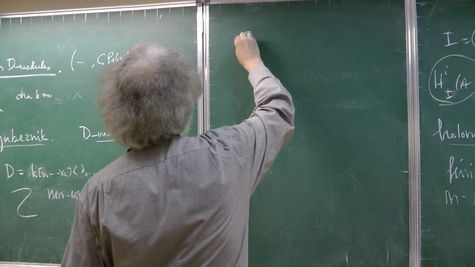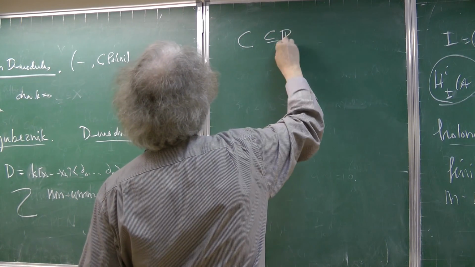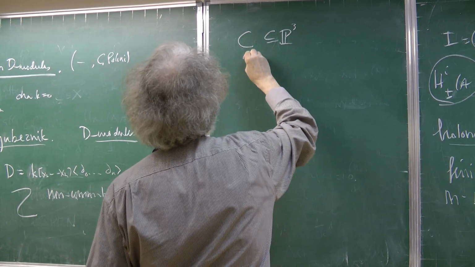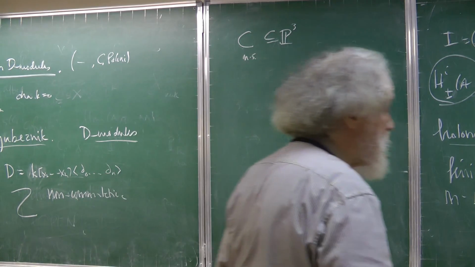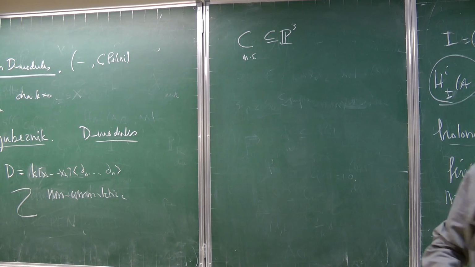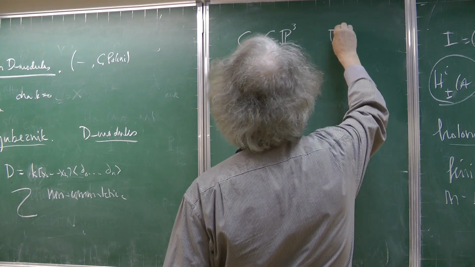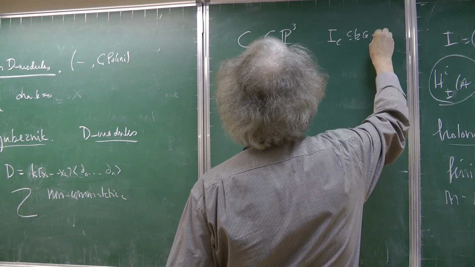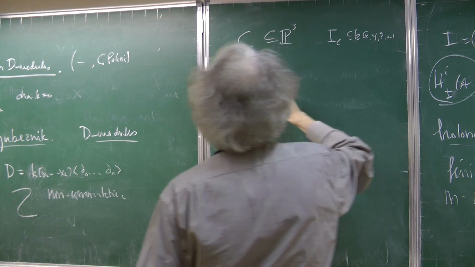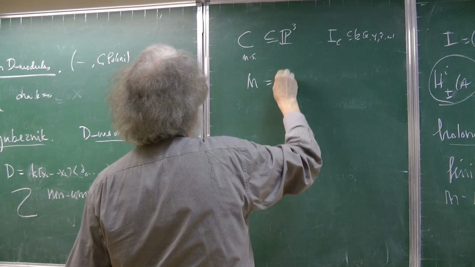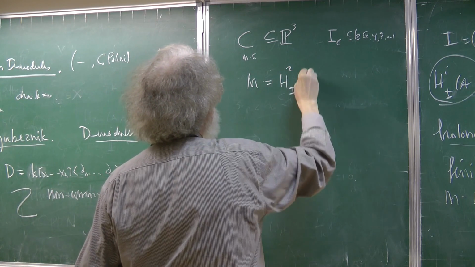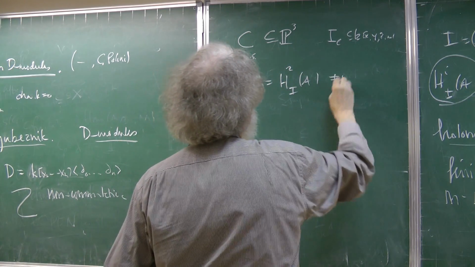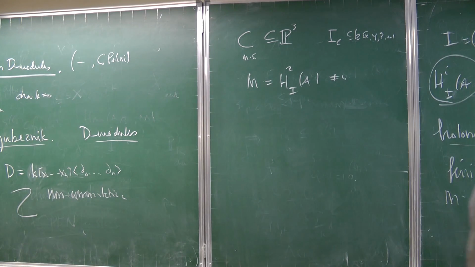our question was, if you take a non-singular curve in P3, there's only one interesting cohomology. So I is going to be the ideal of C, contained in K[X, Y, Z, W]. And there's only one cohomology, M equals H^2_I(A), which is non-zero, and the other local cohomology is zero.